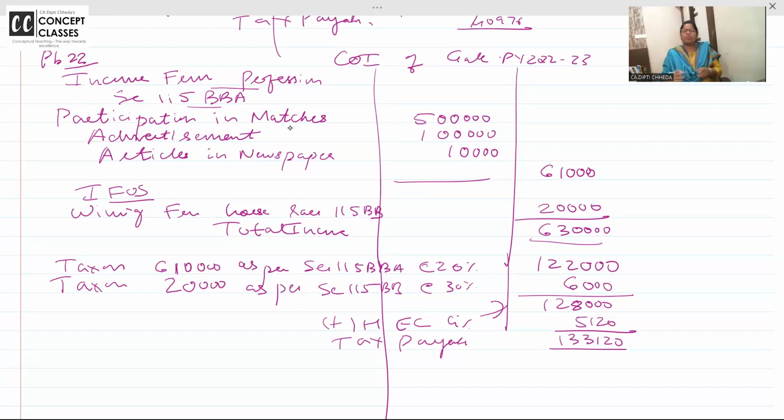Anyone is having any doubt? Because he's an NRI player, whatever income he has earned in India under section 115 BBA, 20%. Casual income, 30%. If he has only this income and exactly TDS is deducted, then he need not file any return. But this time he will have to file the return. Okay, right.